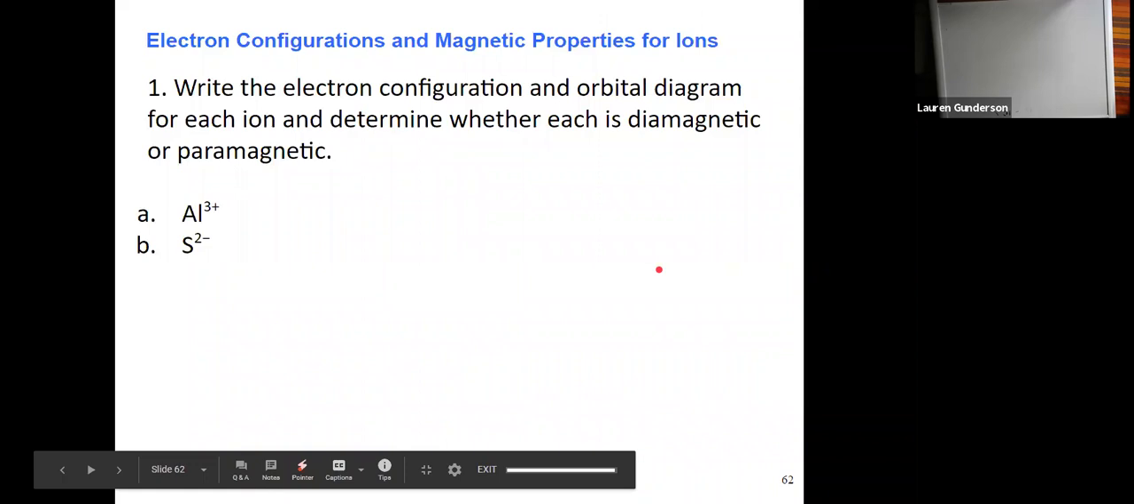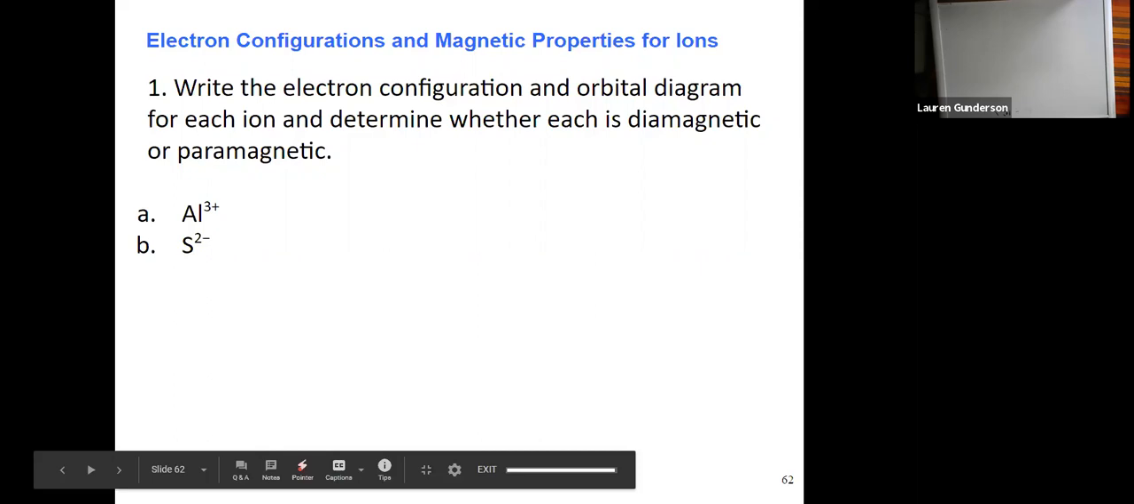Okay? So take a minute, hit the pause button, draw these two ions out, and decide whether they're diamagnetic or paramagnetic. You for real better hit the pause button. I'm about to advance forward.